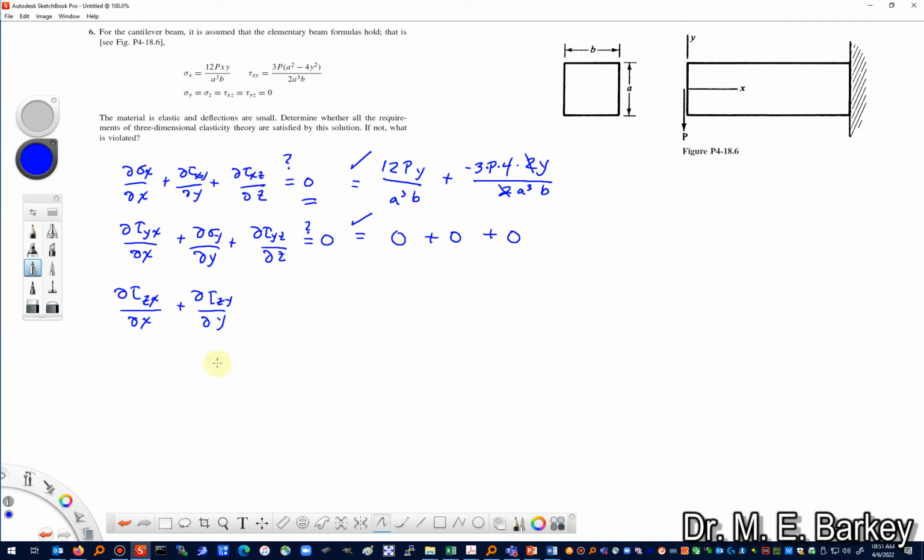Alright, and then the last term here, if I didn't say it, plus partial of tau zy with respect to y, and the last term is partial of sigma z with respect to z. And we don't have any tau zx, we don't have any tau zy, we don't have any sigma z. So that one is satisfied. Alright, so equilibrium is satisfied.